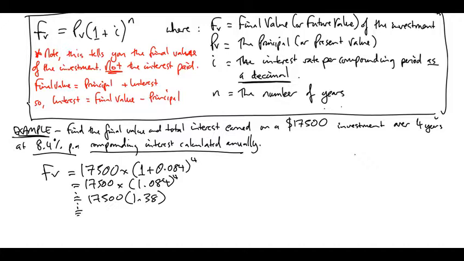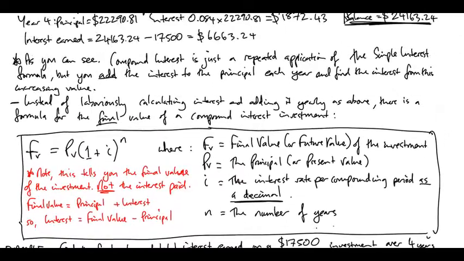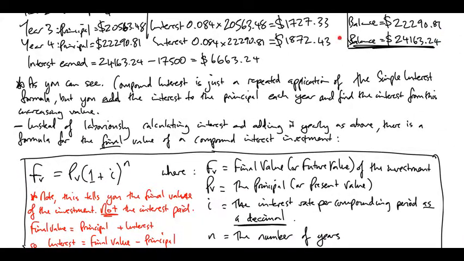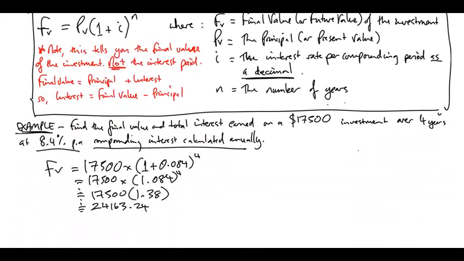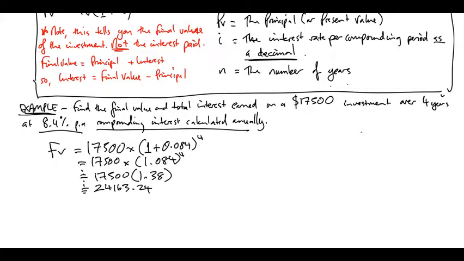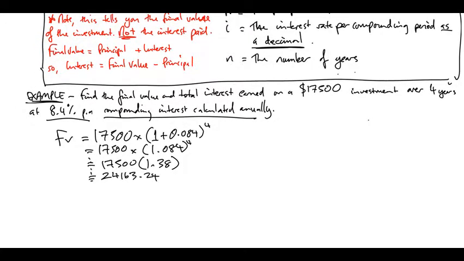And so that times by 17,500 is approximately equal to 24,163.24. Hopefully that's the same as 24,163.24. 24,163.24. It's almost like I planned that, but I didn't actually. I was a bit scared that it would be wrong. So that is the final value of the investment, including interest. So unfortunately here it says total interest earned as well, so we worked out the final value.